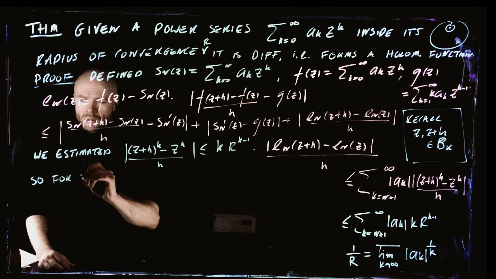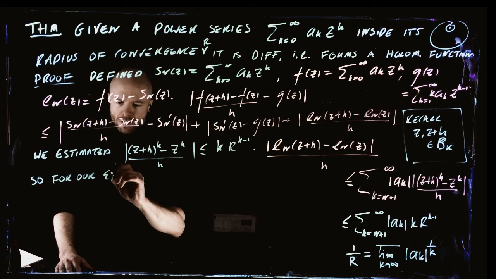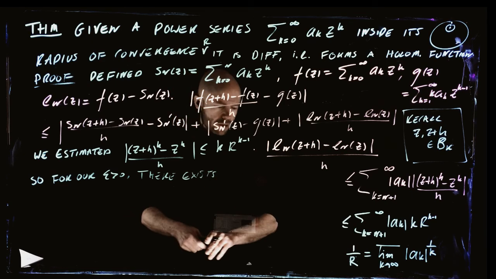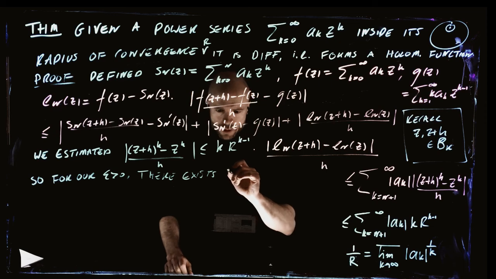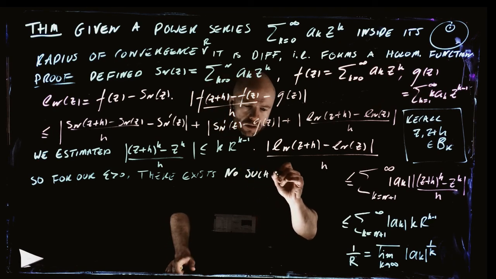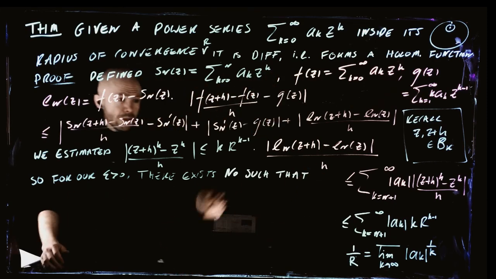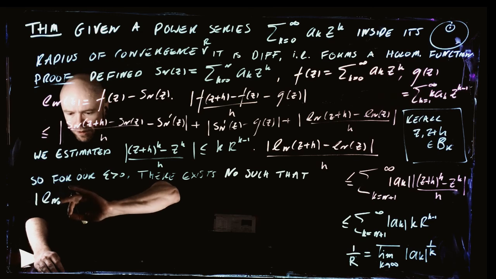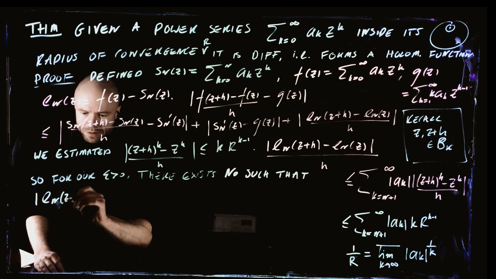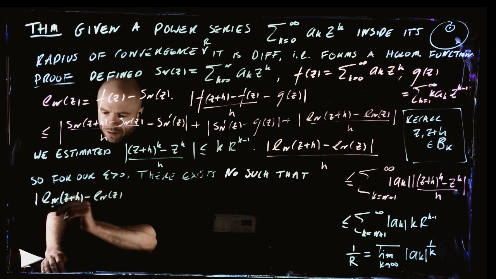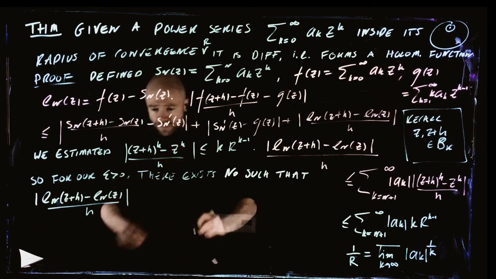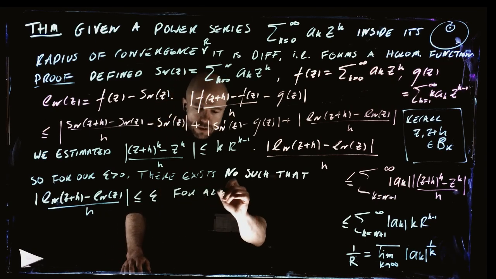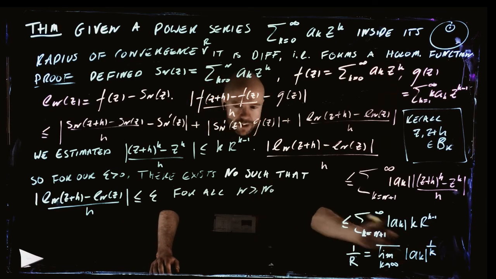So for a pre-chosen epsilon, there exists some capital N0 such that this term here, E_{N0}, well, let's write it more generally: (E(z+h) - E_n(z))/h, this thing right here, is less than or equal to epsilon for all n bigger than or equal to N0, just from this estimate.